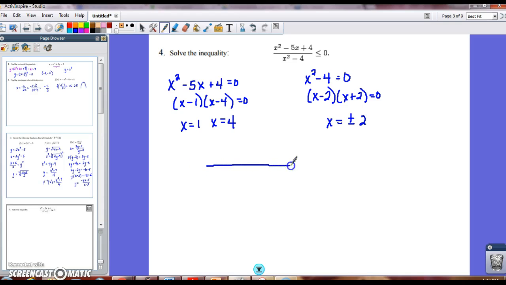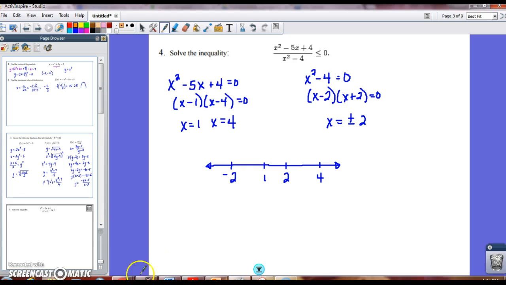Those are the numbers that I'm going to be putting on my number line. So I've got negative 2, the next number is 1, and then I have 2, and then I have 4. Clearly these aren't evenly spaced, which is totally fine. We're just using this as a guide to help us figure out where our solution is. From here then, what I need to do is test values in these regions, testing them back in this original fraction and see if they end up to be less than or equal to 0.